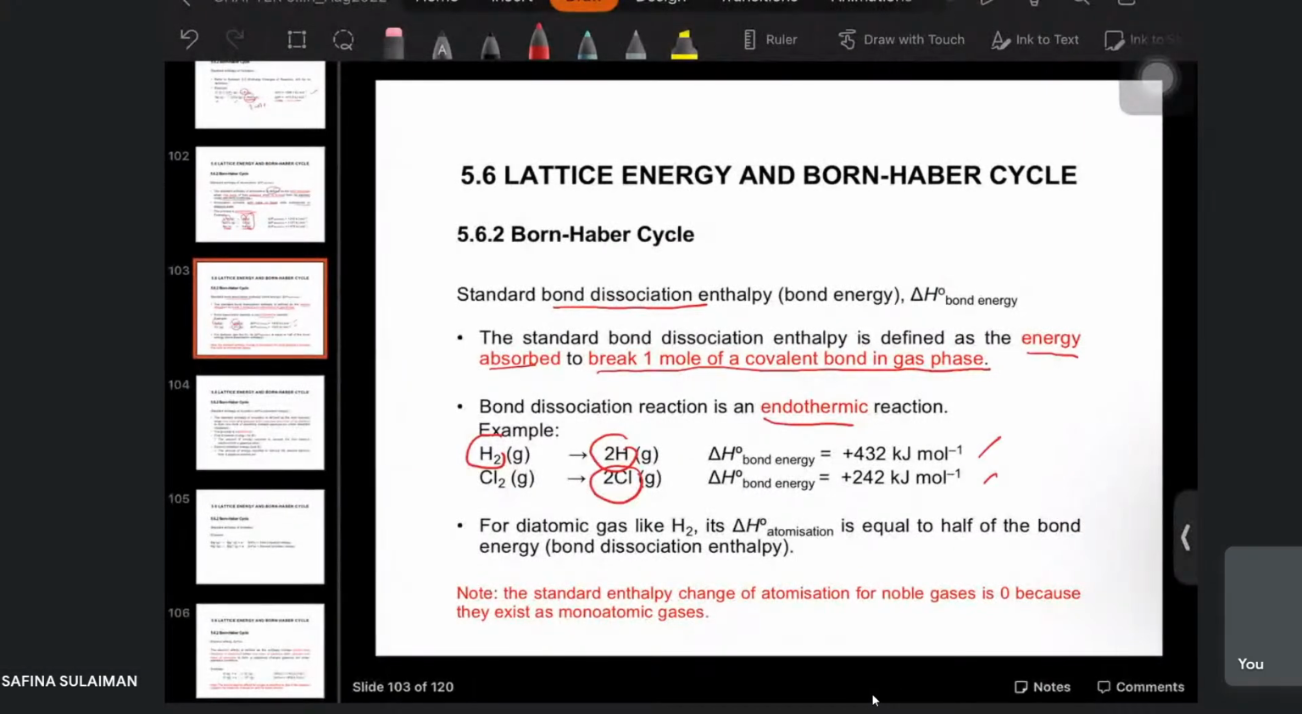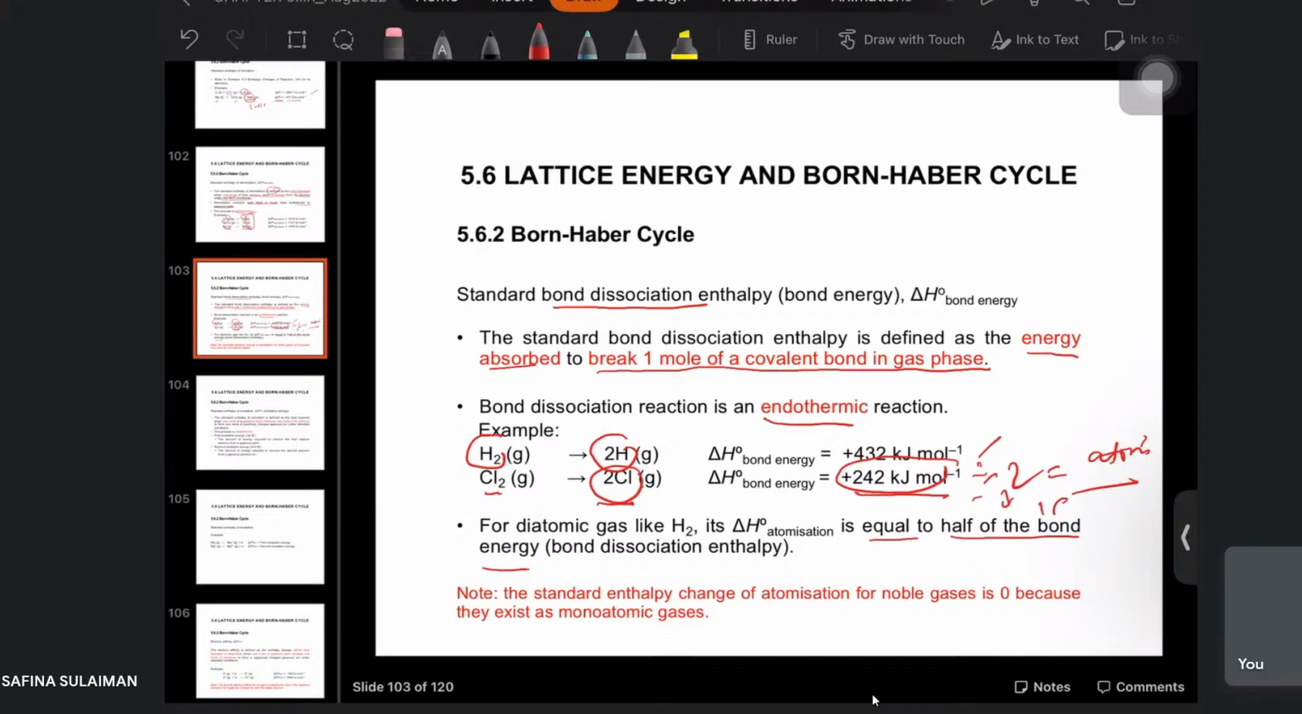Okay, so for a diatomic gas like H2, delta H of atomization is equal to half of the bond energy, which is the bond dissociation. For example, for Cl2 to 2Cl the bond dissociation is 242, but you need it for 1 mole of Cl. So how? You can use this value and just divide by 2. You get the atomization for 1 mole of Cl.